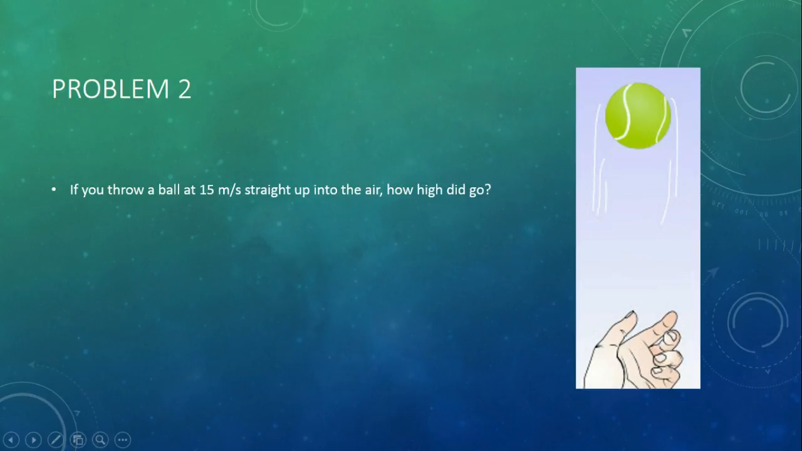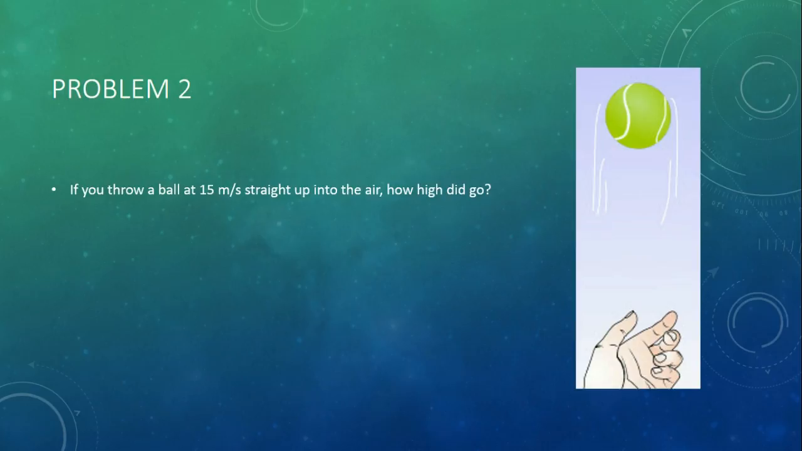So 15 meters per second is actually the initial velocity because that's what you start with. You call the start of the throw the initial condition. So 15 meters per second is going to be the initial velocity. And for free fall, you know that acceleration is always gravity, which is 10 meters per second squared. So that's your second piece of information.